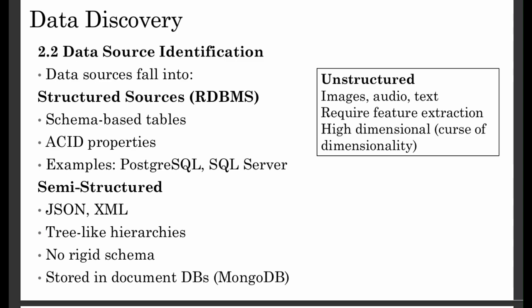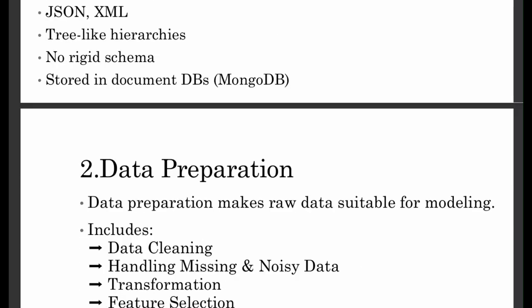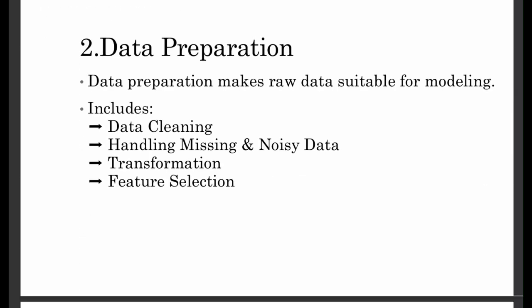Now we move into phase 2, data preparation. Data preparation is arguably the most time consuming and critically important phase in the entire life cycle. Data preparation makes raw data suitable for modeling. It has four major components: data cleaning, fixing errors in the data, handling missing and noisy data, dealing with the gaps and distortions, transformation, reshaping and scaling the data, and feature selection, choosing the most informative variables.